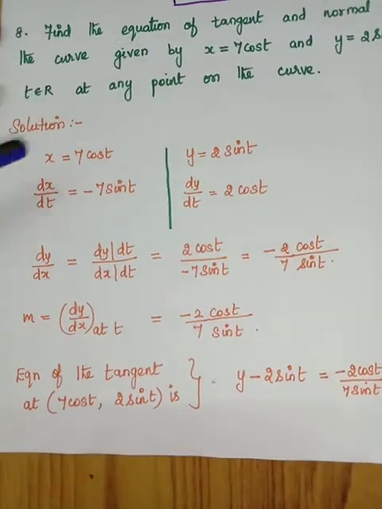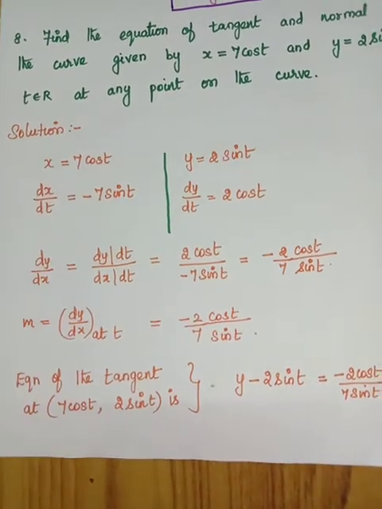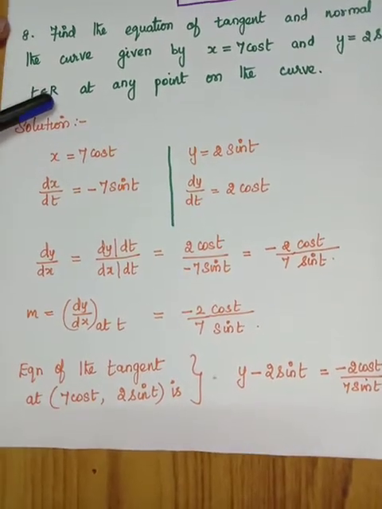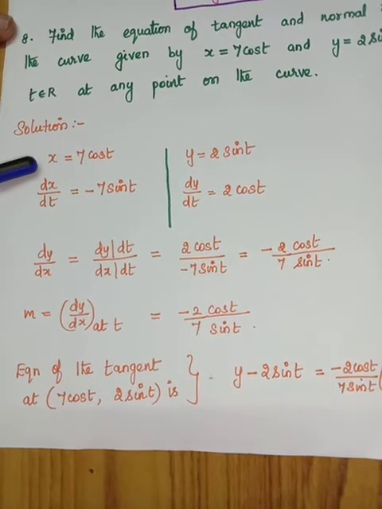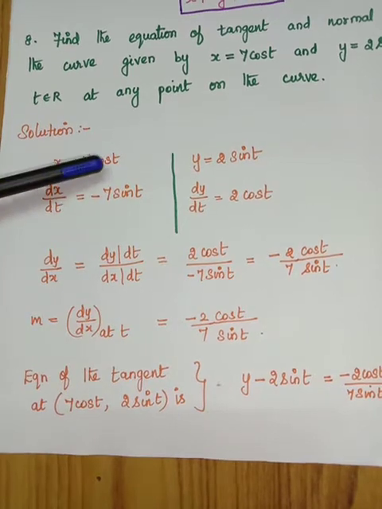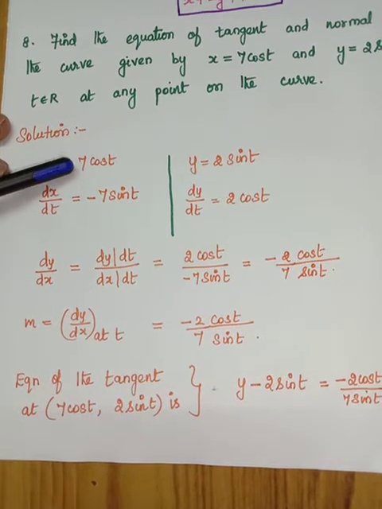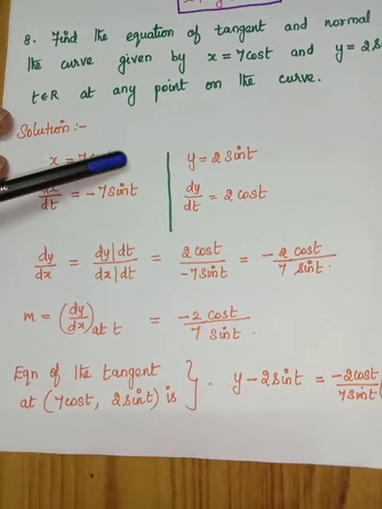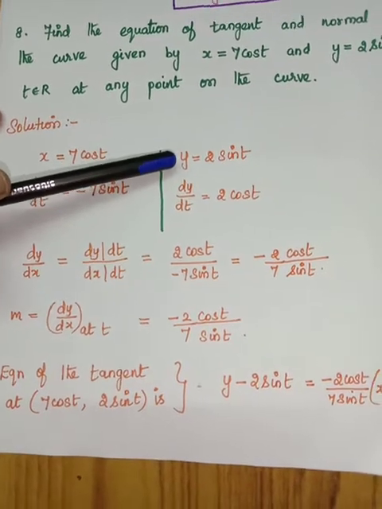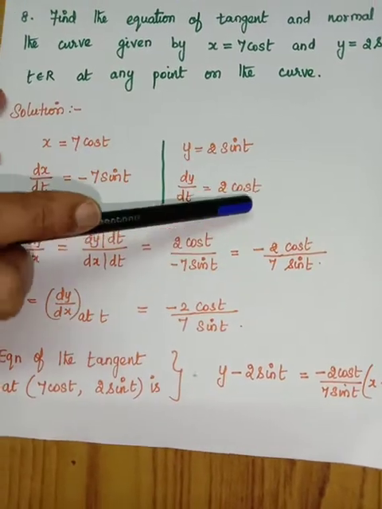Okay, you take the equations x = 7 cos t, y = 2 sin t. They are parametric equations in terms of t, t belongs to R. So, you have to find dx/dt. We can differentiate x with respect to t because here x depends on t. So dx/dt = 7 is a constant, the differentiation of cos t is -sin t. Come to this: when you differentiate y with respect to t, 2 is a constant, and the differentiation of sin t is cos t.